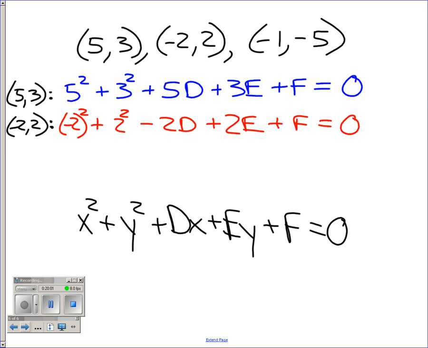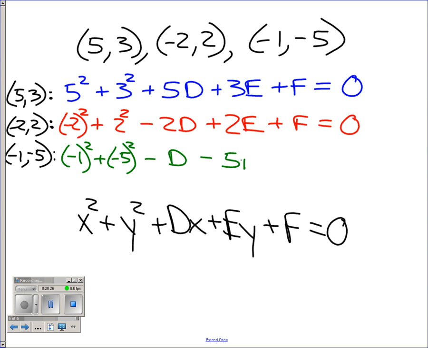We've got one more point, and this point is -1, -5. So again, taking these values, plugging them in, -1 squared plus -5 squared. And now this is going to be minus d, and then minus 5e plus f is equal to 0. All right?